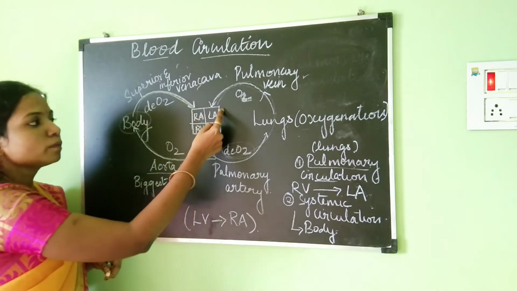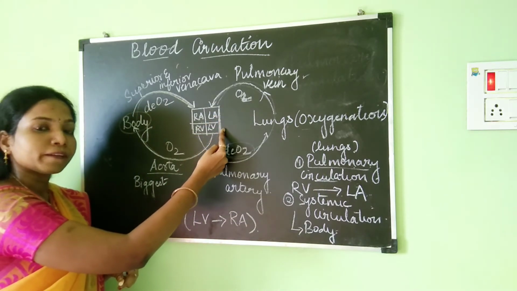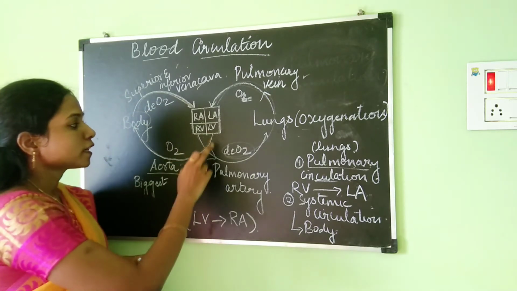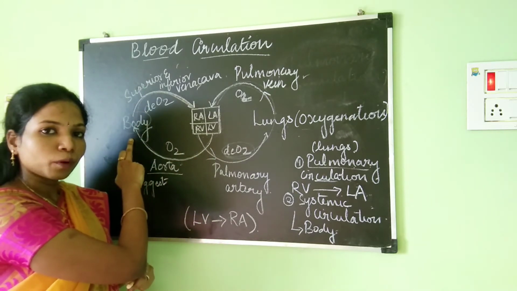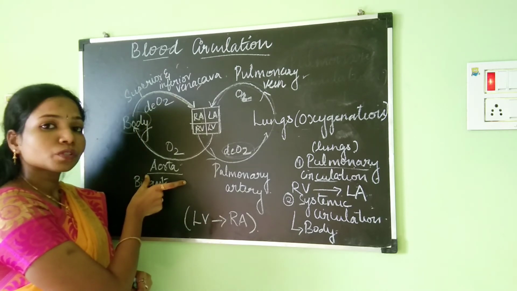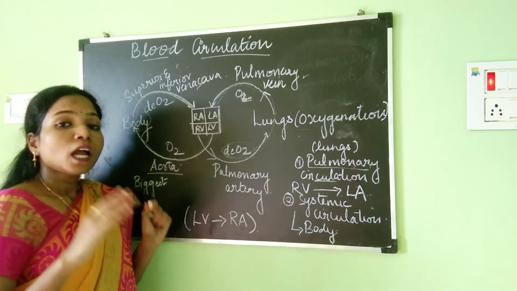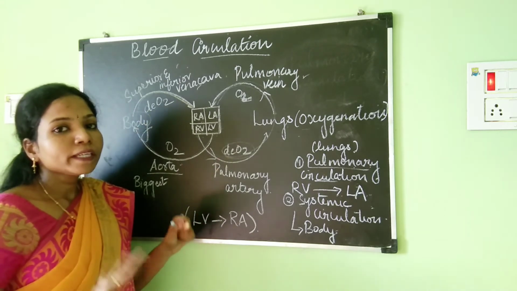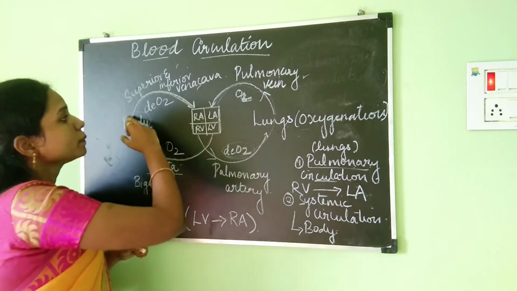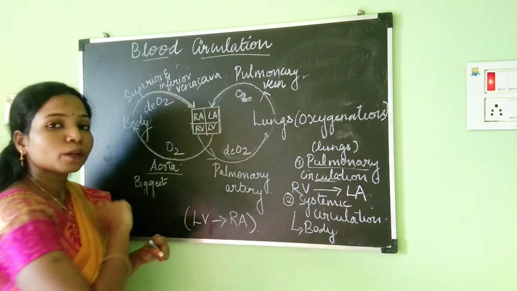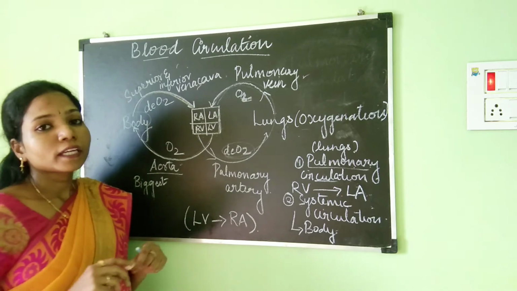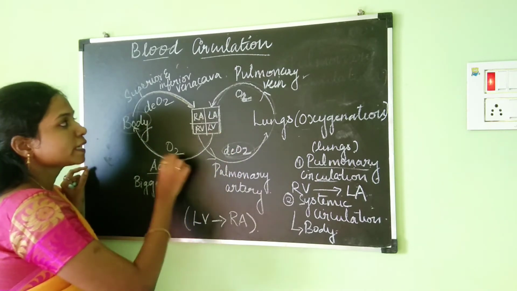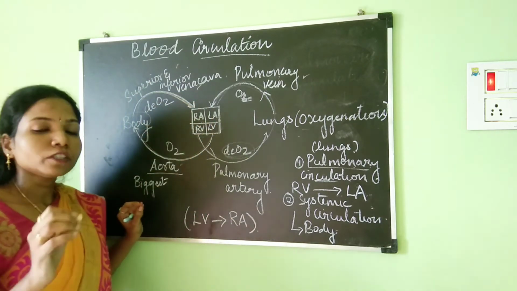Then from the left auricle, the blood will be pumped into the left ventricle. From the left ventricle, the oxygenated blood will be transported into different parts of your body through the biggest blood vessel, which is known as the aorta. After that, when the body is supplied with oxygenated blood, whatever deoxygenated blood is there in our body will again be collected by the superior and inferior vena cava, and brought back into the right auricle.